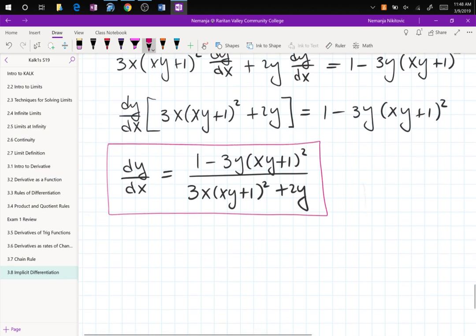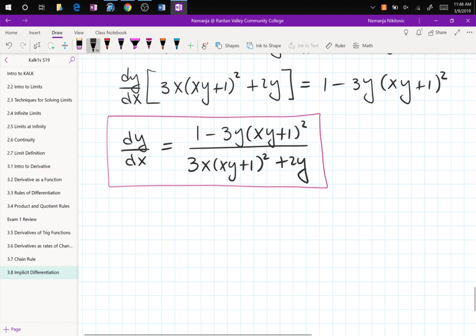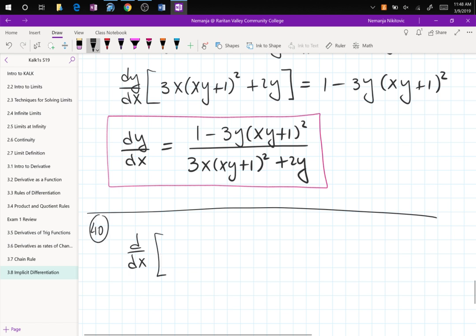All right, don't all scream at once. One more and fine. Okay. One more. This is problem 40. The derivative of the square root of x plus y squared is equal to sine y.